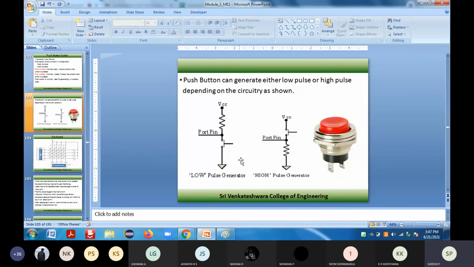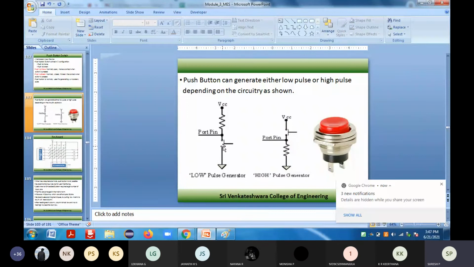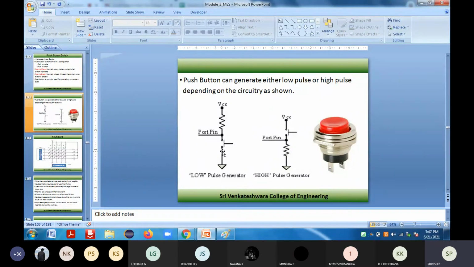Whereas in your first circuit, the low pulse generator, the switch is at the bottom side, so the voltage you are going to have will be divided. Once it is divided, it reduces the voltage appearing across that particular point. So that's what the high pulse generator and the low pulse generator are going to tell.